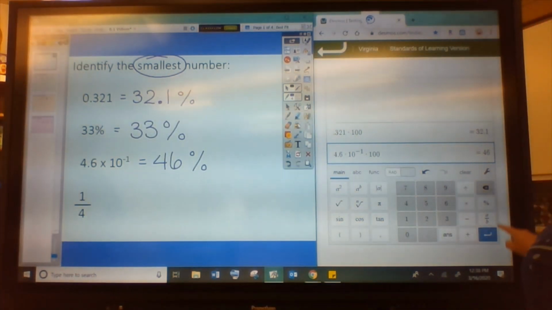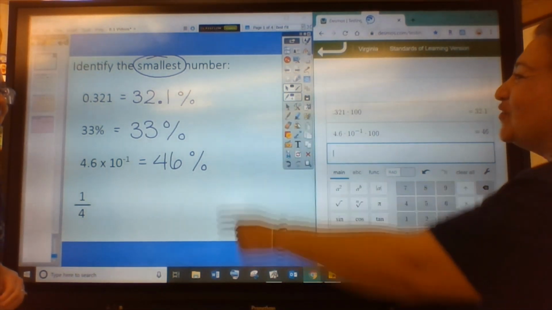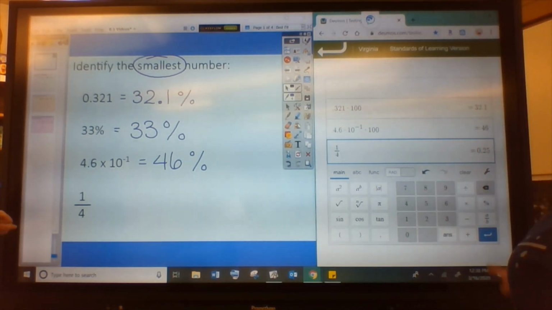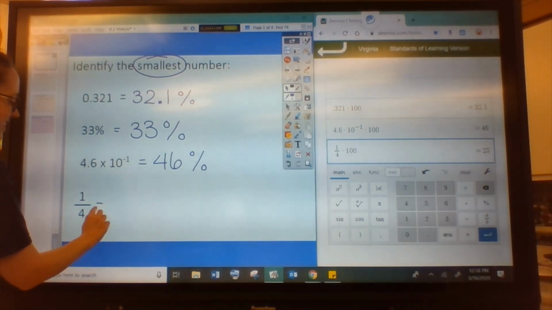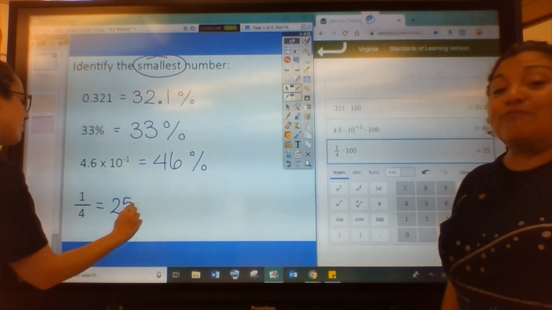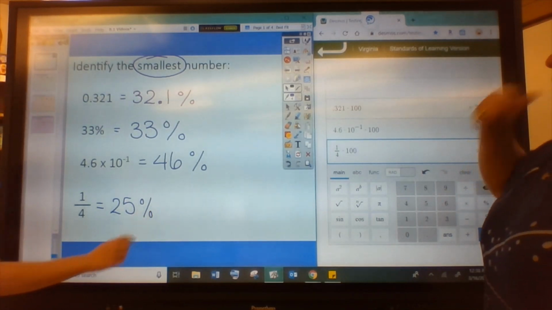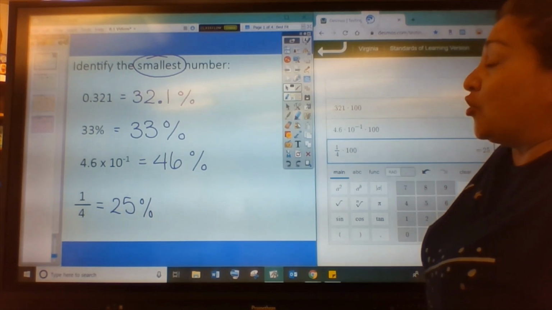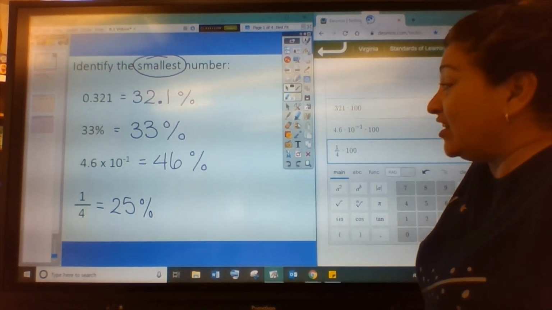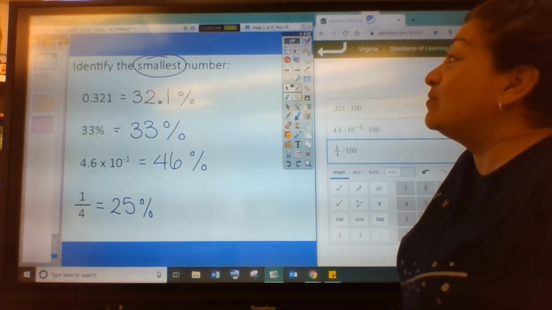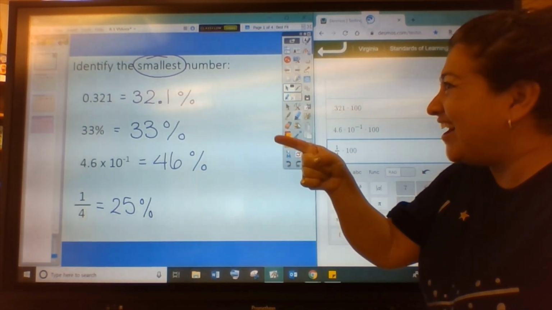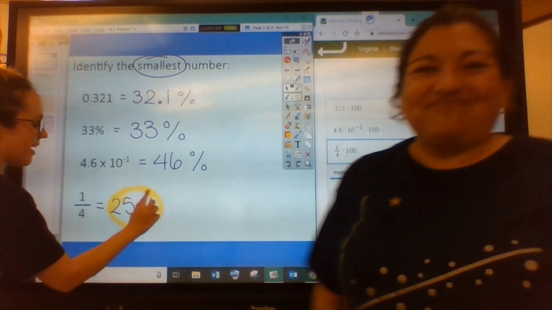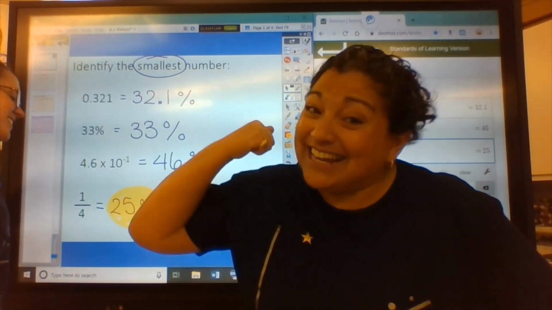Okay, the next one, what kind of number is it? A fraction. We have to multiply by 100. Yes. So 1 divided by 4, and then we multiply by 100, and we get 25%. Now, I'm going to look at that. Which one of those numbers, 32.1%, 33%, 46%, or 25%, is the smallest? You want to give it a try? I think the smallest is 25%. Miss Benson has got it.